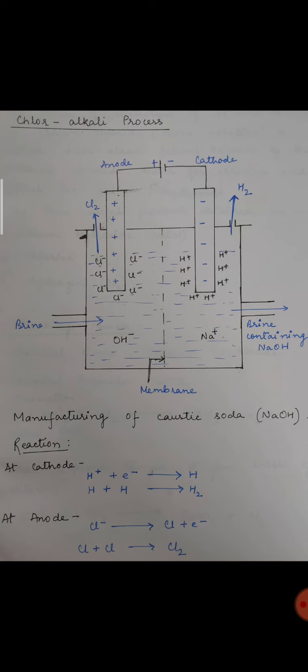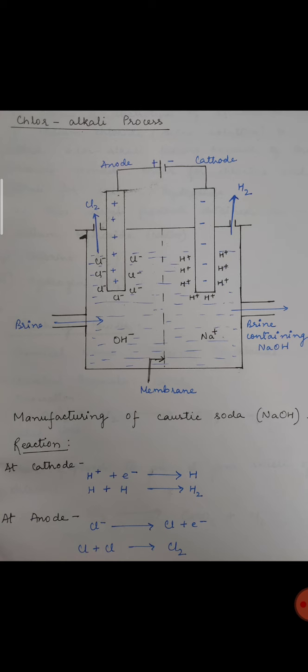So as we have 2 positive ions and 2 negative ions, but because of selective discharge, only one positive ion will migrate and one negative ion will migrate. The positive ion which migrates towards the cathode is the hydrogen ion, and the negative ion which migrates towards the anode is the chloride ion. When these ions migrate towards the cathode and anode, as you can see from this figure, they have almost surrounded these two electrodes.